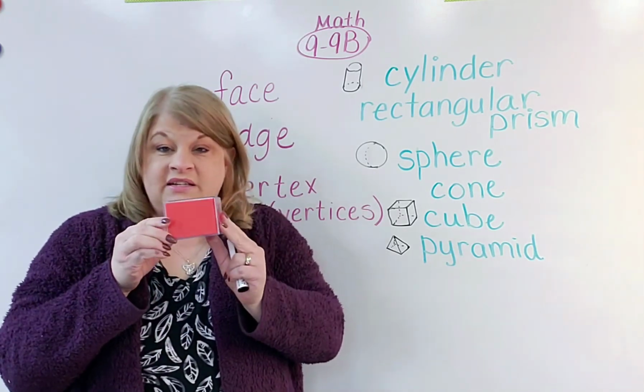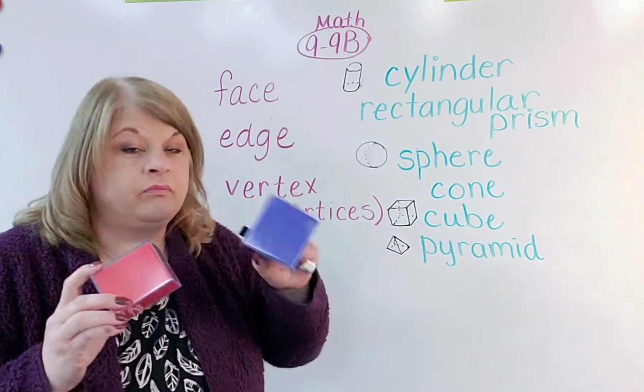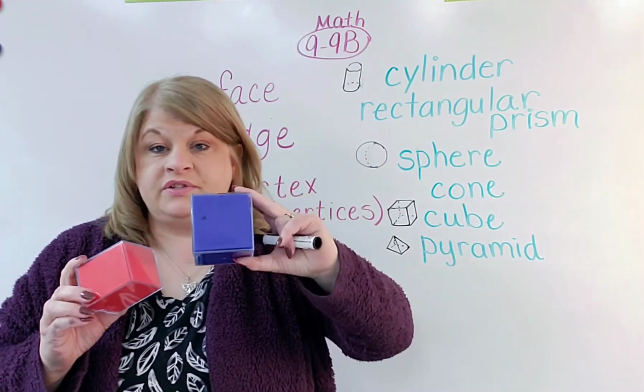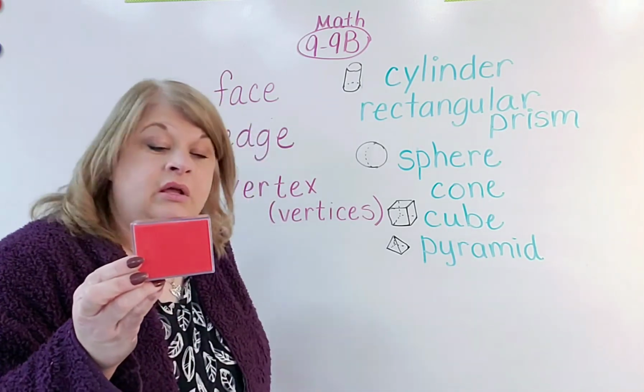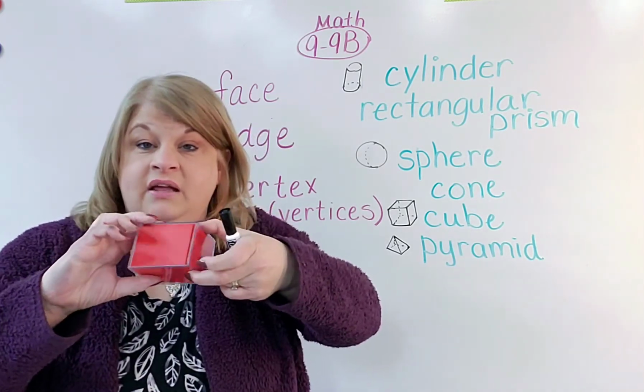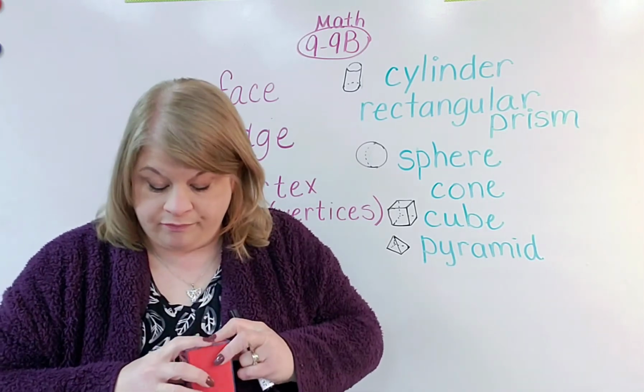It's a box, but it doesn't have square sides like the cube. Let's compare. These sides are all squares, aren't they? On the rectangular prism, these sides are rectangles. This is a square and this is a square, okay?